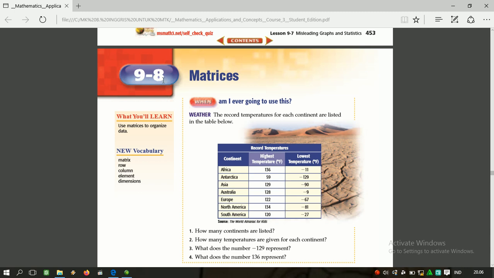Lesson 9-8 Matrix. What you will learn: use matrices to organize data. New vocabulary: matrix, row, column, element, dimension. When am I ever going to use this? The record temperatures for each continent are listed in the table below. This is the table of record temperatures.